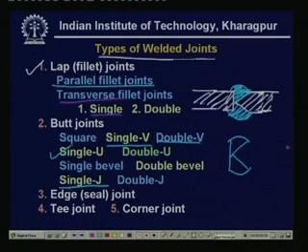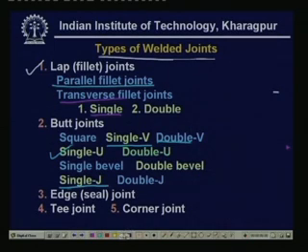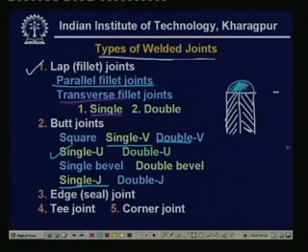Then we have another kind, which is the edge joint. Here, the edges of the two jointed components are brought together and then the weld material is added. So, this is the edge joint and the symbol is this.